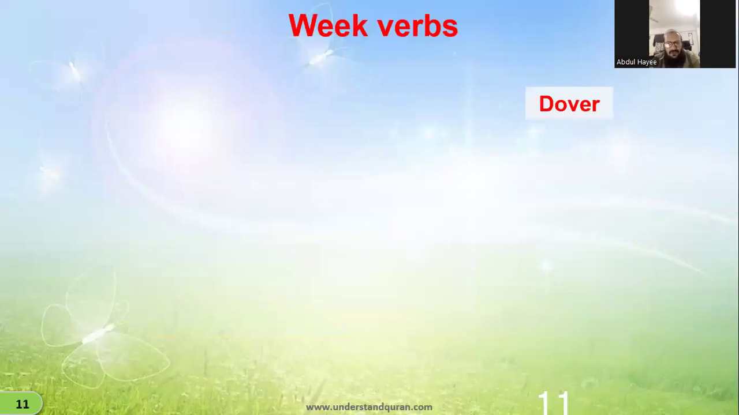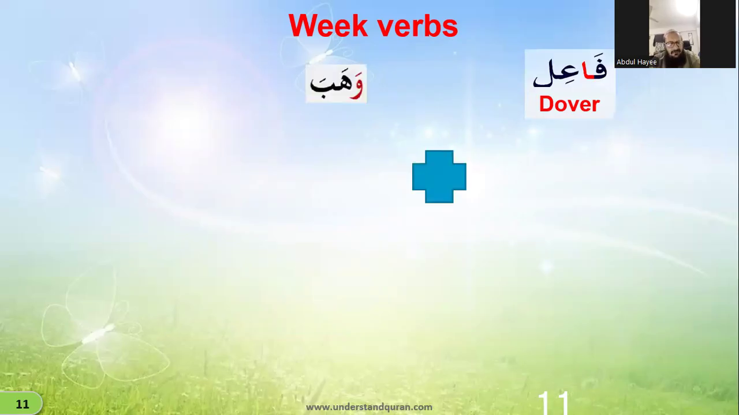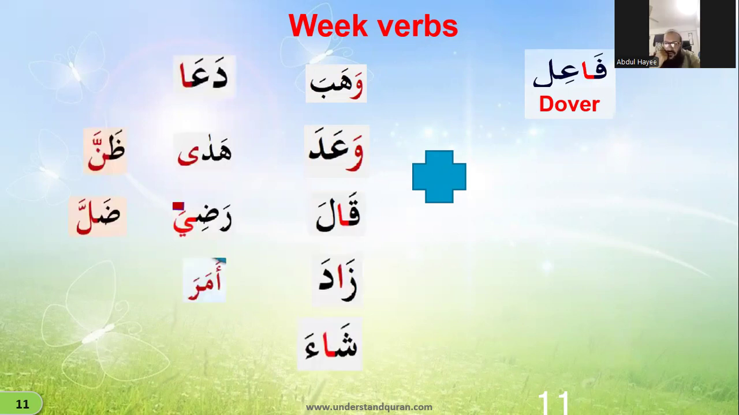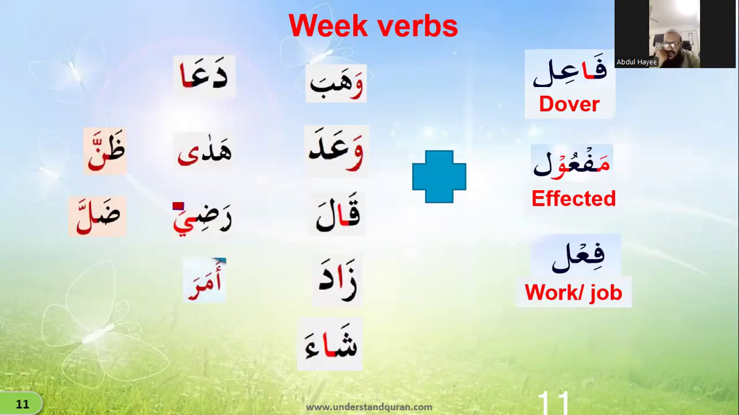So for weak verbs, we say Fa'il. Fa'il means doer. Wahaba. If I add an alif, it becomes Fa'il, wahib. Then you can make all these, the Maf'ul, you can make the Fi'l on the same pattern. Fa'il, Maf'ul, Fi'l.